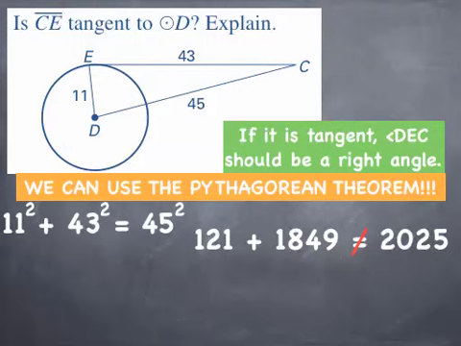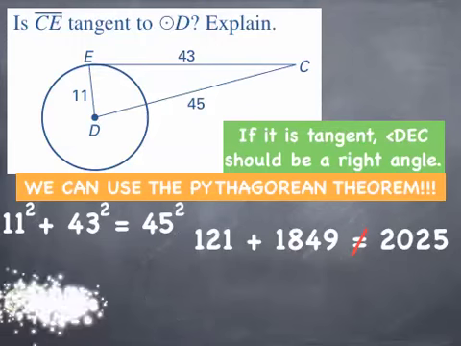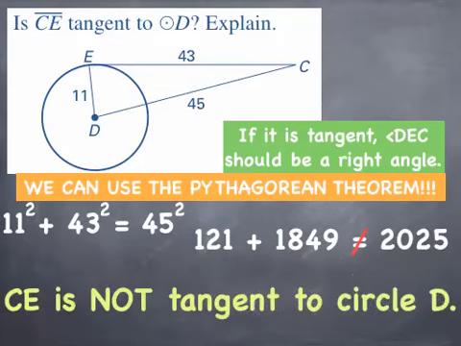Because the Pythagorean theorem is not true, we know that this is not a right triangle, which means angle E is not a right angle. So based on that information, we can say that segment CE is not tangent to circle D because it does not form a right angle with its radius DE.